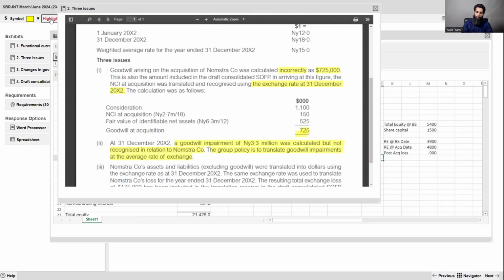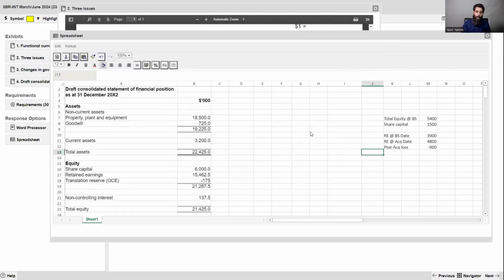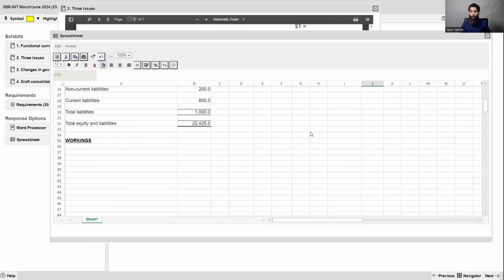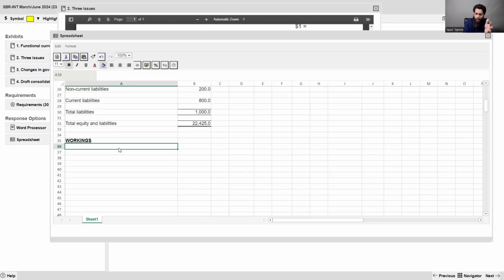Now, I would not read the third issue right now. I'll tell you why. Because I feel that once you have talked about impairment, there is enough data available just to make sure that you can start the working for goodwill. You see, I told you whenever there is the case of an overseas subsidiary, there are at least two workings that you always need to do. Can anybody remind me what were the two workings that we always had to do while we were translating an overseas subsidiary? What were the two workings?